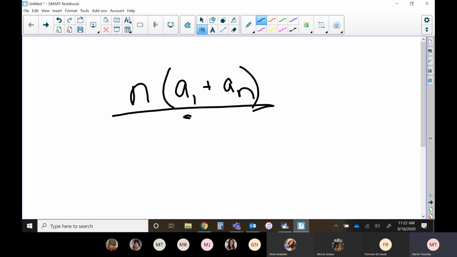So what if we did the first term, here's our formula, plus the last term, and we times that by how many terms there are in that sequence. And then cut it in half. That is the sequence formula for arithmetic. Now the reason I keep saying arithmetic is because later on in the year we're going to get geometric and this formula will not work for it.